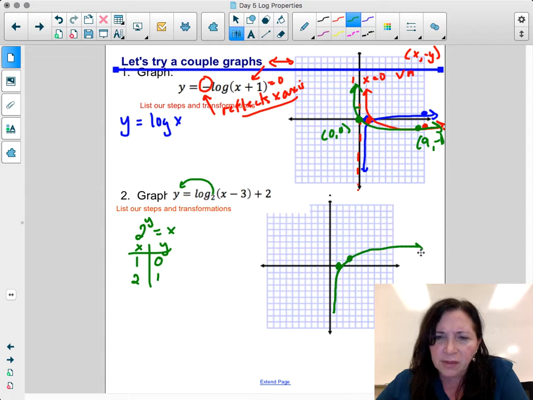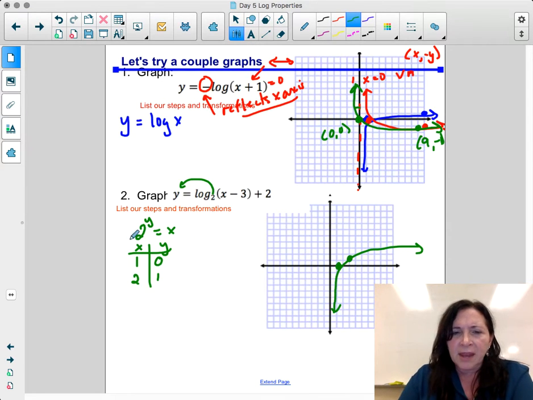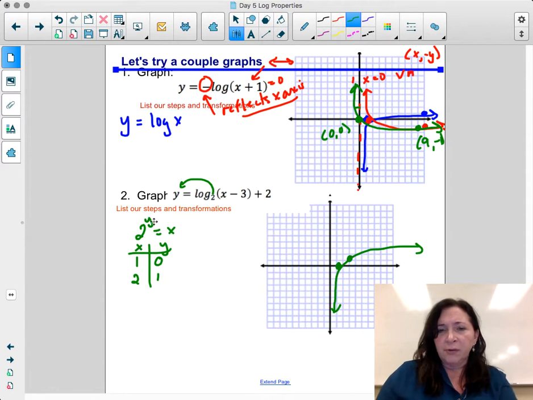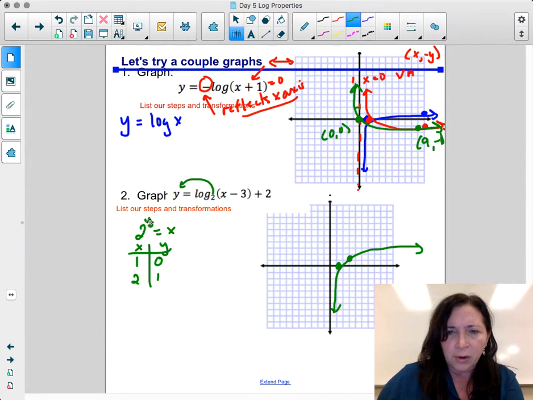Now, don't get this confused with this being an exponential equation. This is a logarithm because your x is not your variable. Your x is not your power. Okay, with your exponential equations, you have x as your power.